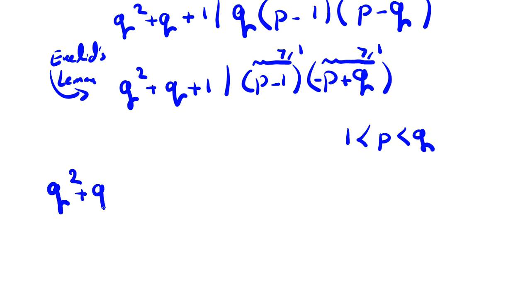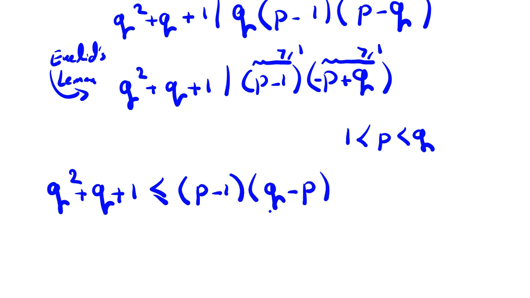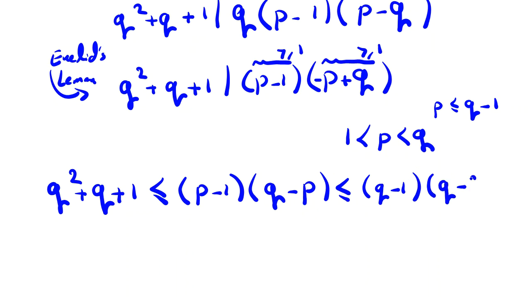So we can say q squared plus q plus 1 is less than or equal to p minus 1 times q minus p. And we can say p is at most what? p is at most q minus 1. And if we want to write this, q minus p is at most what? q minus 2 you can write. Because p is at least 2, if you want to maximize this, you should minimize p because it has negative sign. So because p is greater than or equal to 2, q minus p is less than or equal to q minus 2, so we can write this.